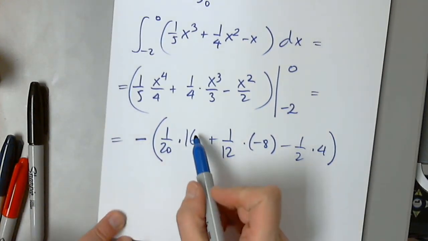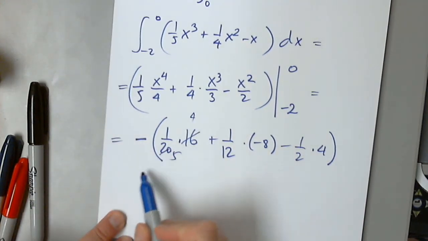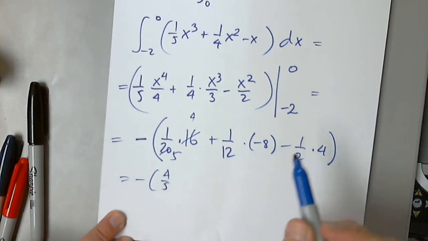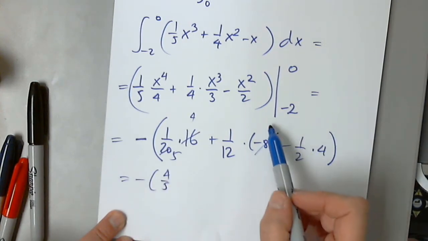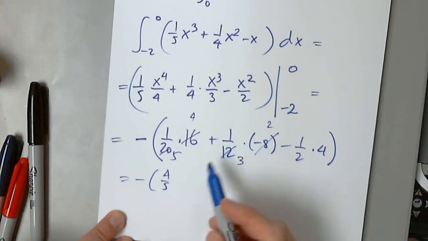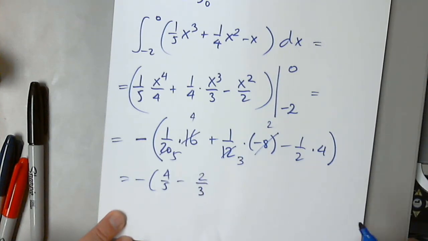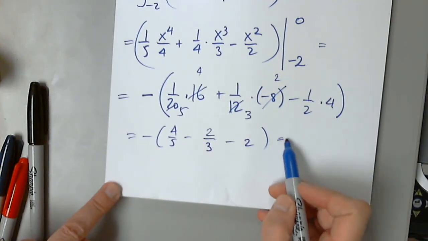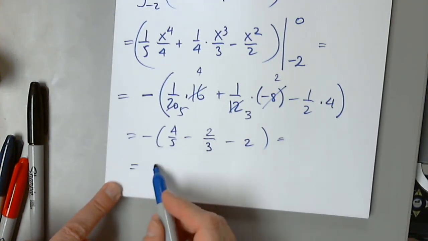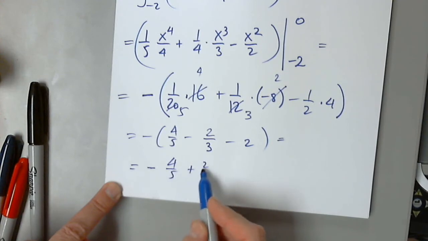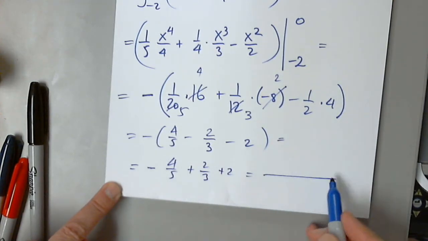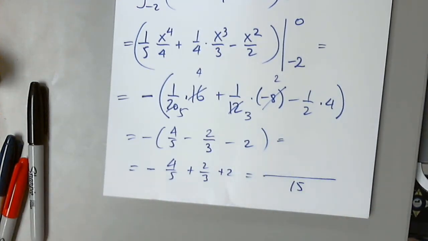So now I'll simplify by 4, and I get this. Now I'll simplify also by 4, and I get this, and then -2. I can distribute, and just the first one is negative. And I still have to find the least common denominator.